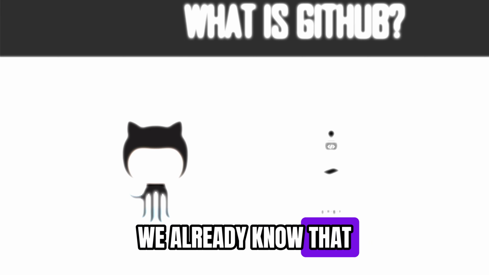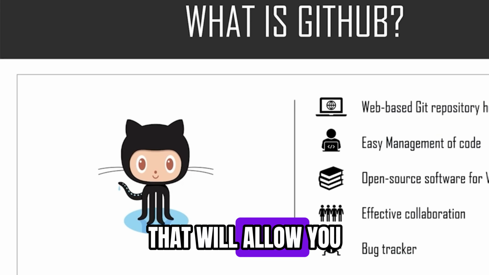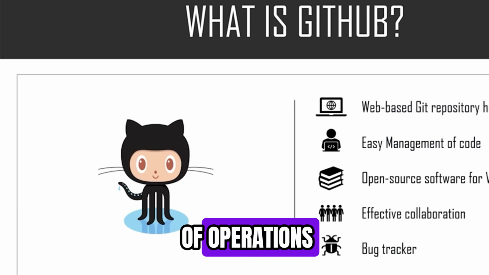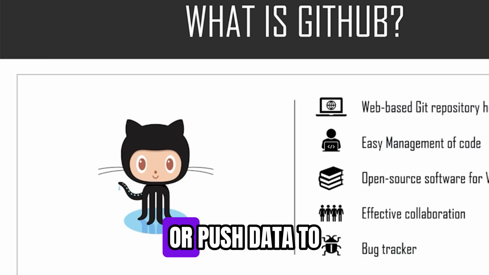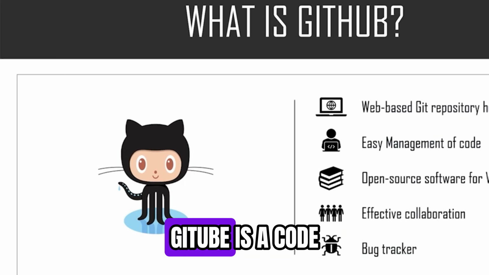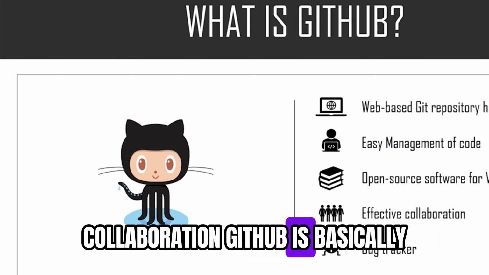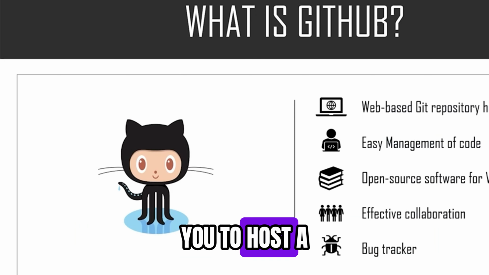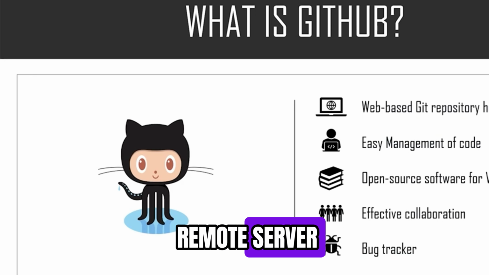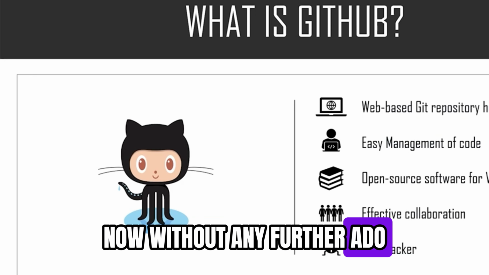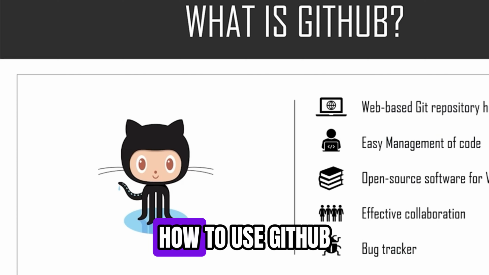We already know that Git is a version control tool that will allow you to perform all kinds of operations to fetch data from the central server or push data to it, whereas GitHub is a code hosting platform for version control collaboration. GitHub is basically a company that allows you to host a central repository in a remote server. Now without any further ado, let's get started with the demonstration on how to use GitHub.